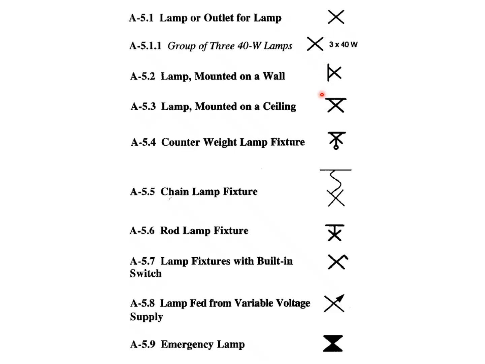This particular slide shows the lamp or outlet symbol. It is a cross symbol. A lamp fed from variable voltage supply is shown by this. Emergency lamp is shown like this. These symbols are not very important.